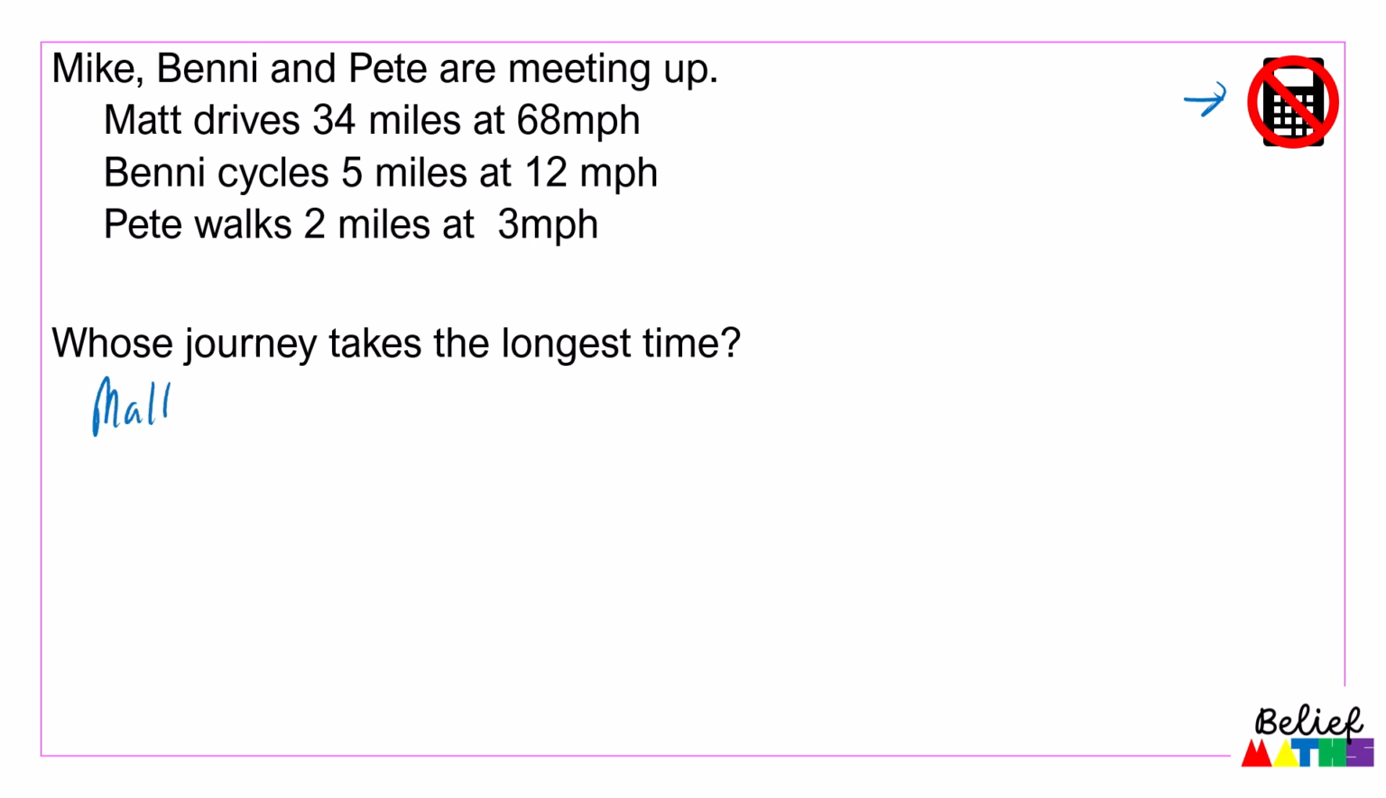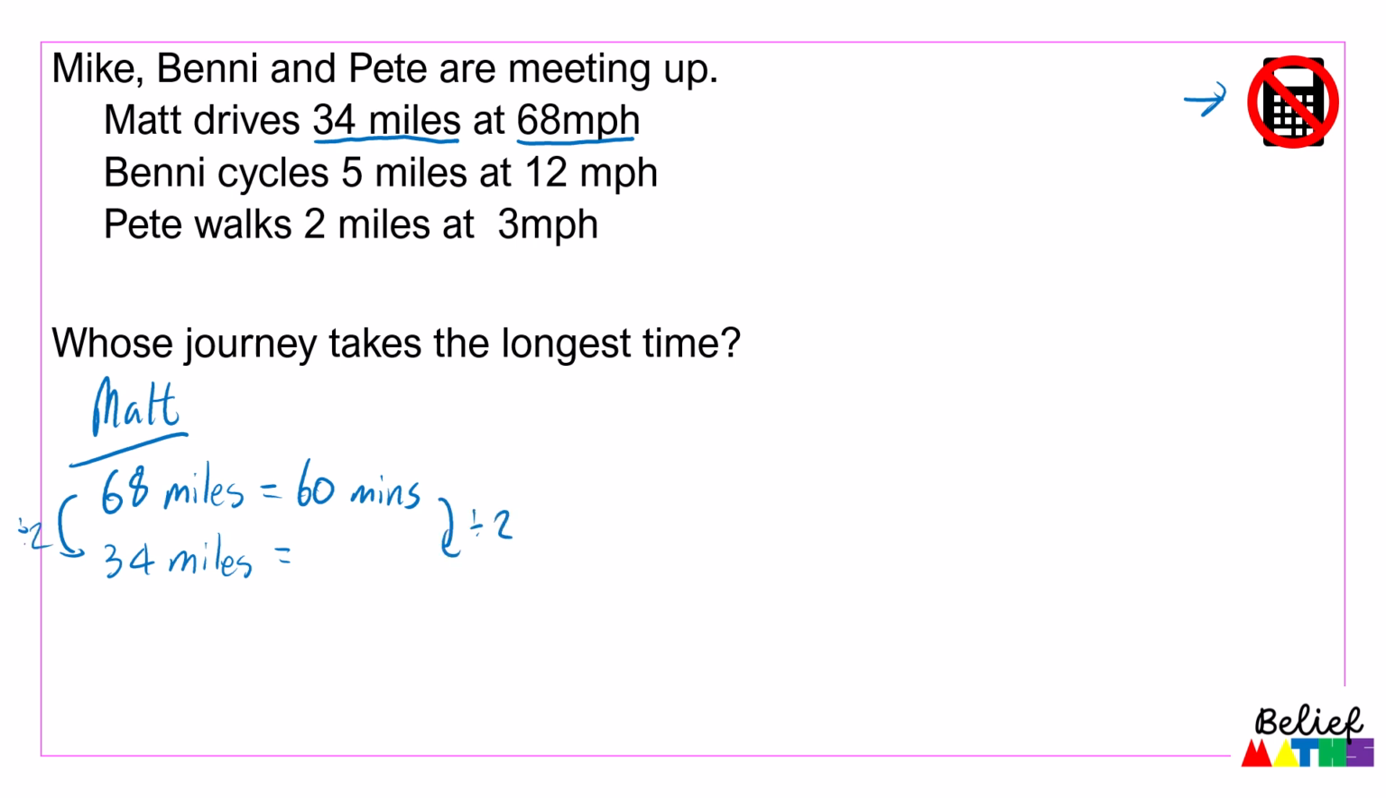We'll start with Matt. Now it tells us that Matt is travelling at 68 miles per hour. That means he does 68 miles in 1 hour or in 60 minutes. And often with questions like this, it's easier to work in minutes. Now Matt is going to travel 34 miles. So we need to go to 34 miles. And looking at that, you should be able to see, well, that's just dividing by 2. So if we do the same thing on the other side, divided by 2, that means it's going to take Matt 30 minutes to get to his destination.